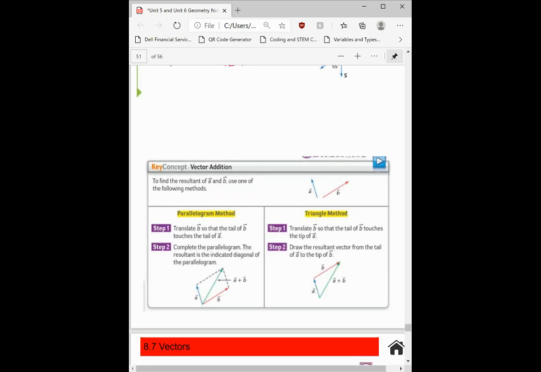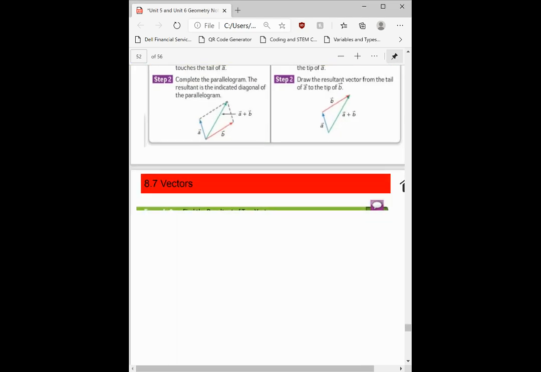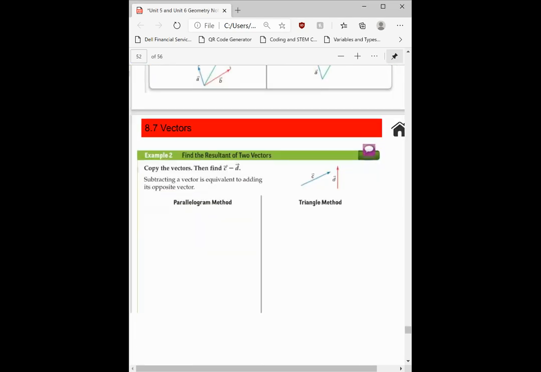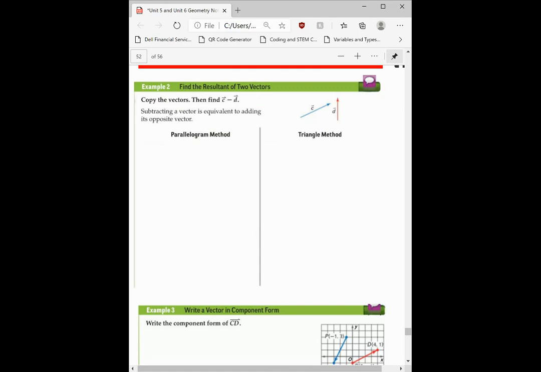We have the concept of vector addition. To find the result of vector A and vector B, use one of the following methods. You could either use the parallelogram method or you can use the triangle method. We're going to see those in the next example. So example 2, we're going to use both methods for the vectors.